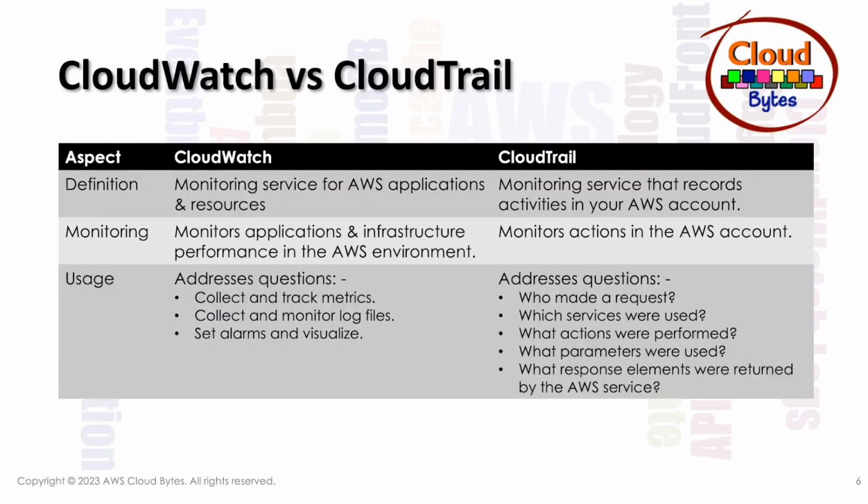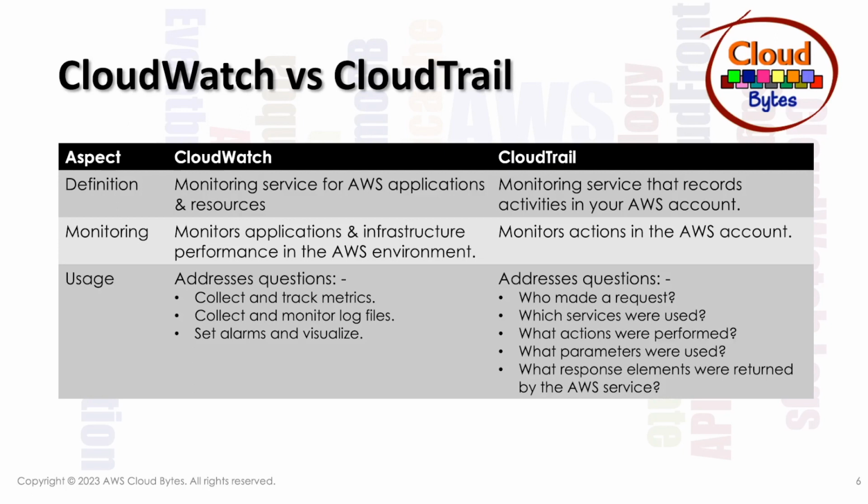Let's talk about two commonly used services, CloudWatch versus CloudTrail. By definition, CloudWatch is all about a monitoring service for AWS applications and resources, which means any resource that you're creating, you can have CloudWatch logs and alerts. CloudTrail is specifically a monitoring service that records activities in your AWS account. It will look at all the activities that you're performing, which means all the API calls. Behind the AWS console, it is all the AWS APIs that are being called.